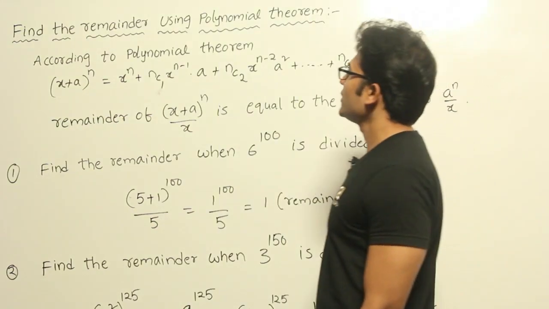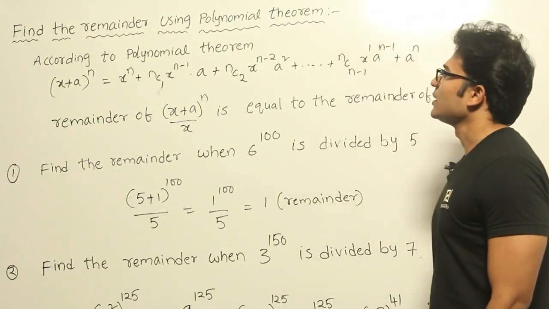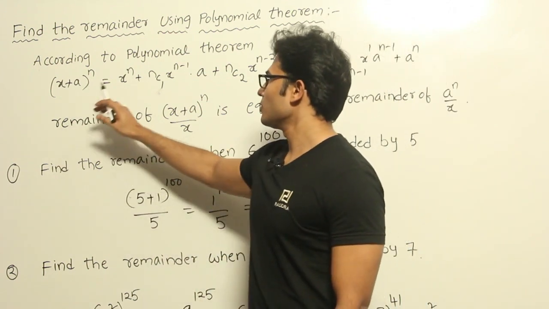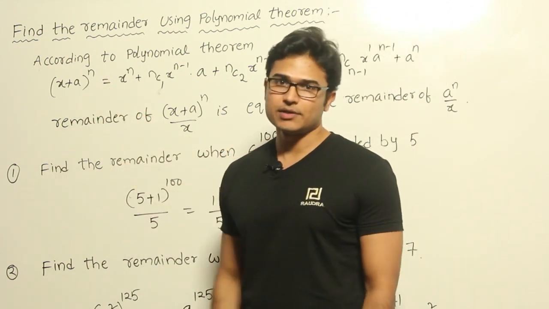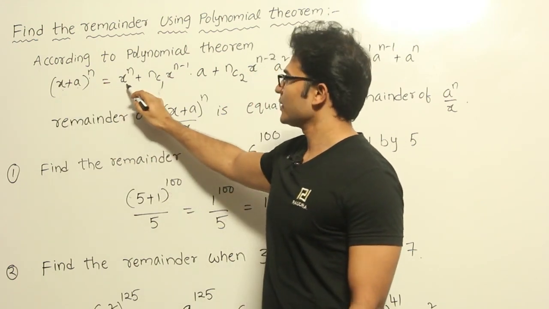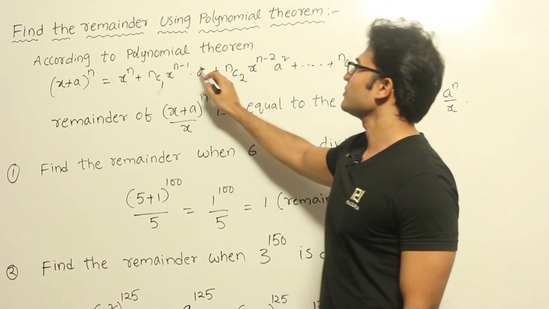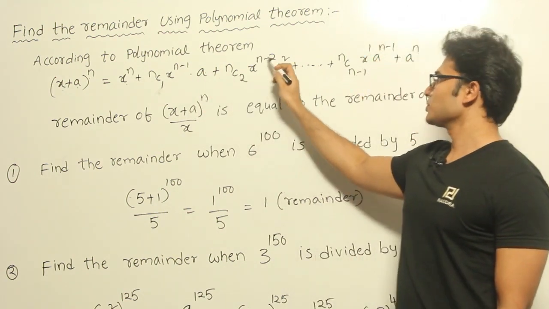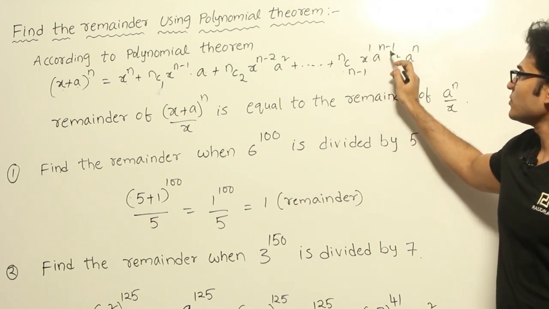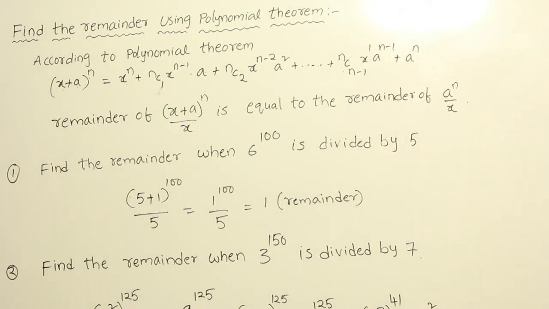Now let's see this. Find the remainder using the binomial theorem. According to the theorem, (x plus a) whole power n, I'm just expanding this. You know this: (x plus a) power n can be written as x power n plus nC1 into x power n minus 1 into a plus nC2 into x power n minus 2 into a square plus so on, plus nC(n minus 1) into x power 1 into a power n minus 1 plus a power n. This one you know.